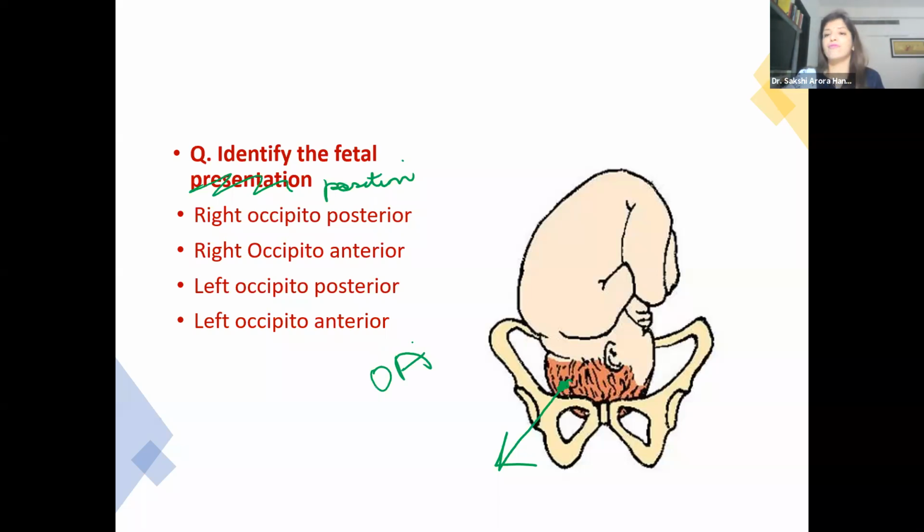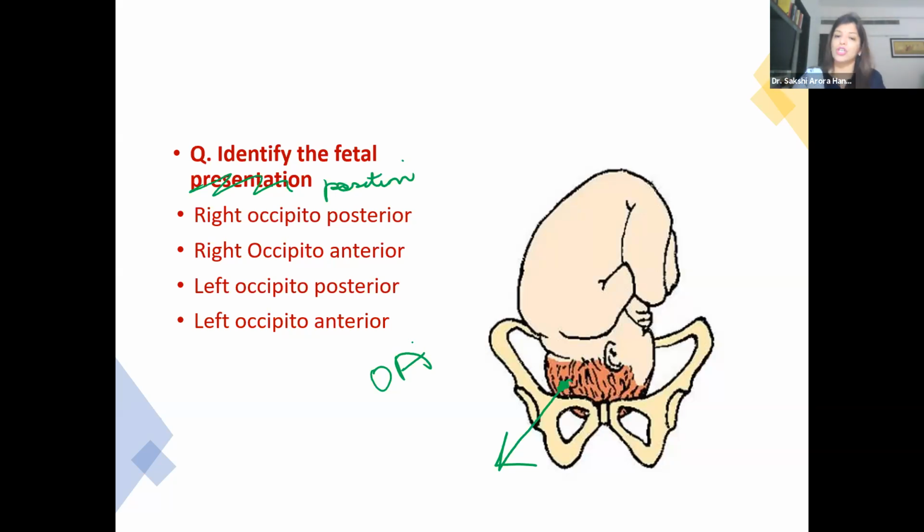Now, if I have to decide this, the easiest thing you have to remember is, if in the image occiput is pointing towards your left side, it will be mother's right side, right? So it's a mirror image. So if it is your left side, it will be patient's right side.